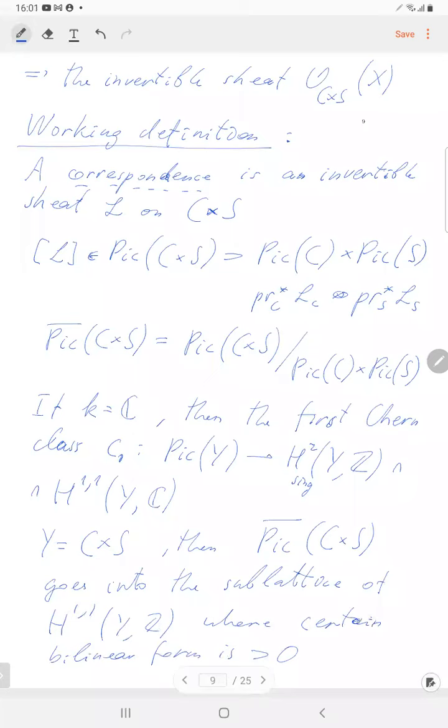But this bilinear form can be defined without going to cohomology. It can be defined in the inner terms of Pic, and that's what we'll do. So it will work not necessarily topologically over complex numbers, but over an arbitrary field. Okay, this positivity is called the Riemann bilinear relation over complex numbers, but we will prove this positivity over an arbitrary field.